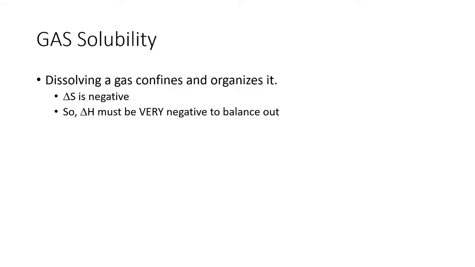So if we're going to dissolve a gas, in order for that to happen, we have to fight against that negative delta S. And the way we're going to fight against it is to make delta H very, very negative. So very exothermic. So for all gases, delta H is very negative. So we said with ions, it can kind of go either way. But for gases, delta H is very negative.